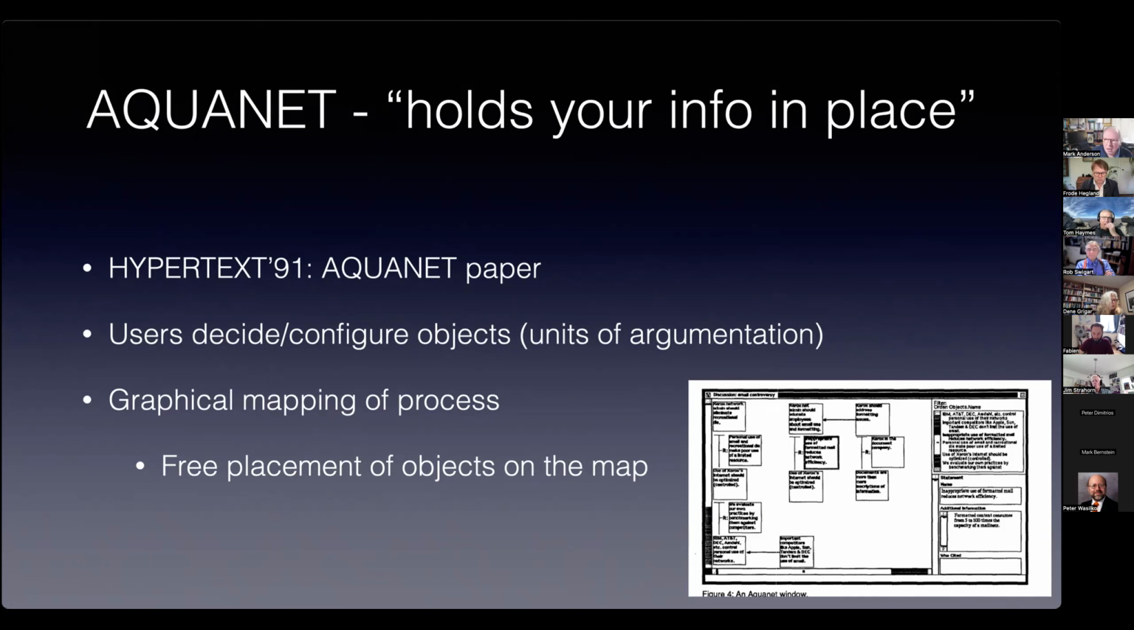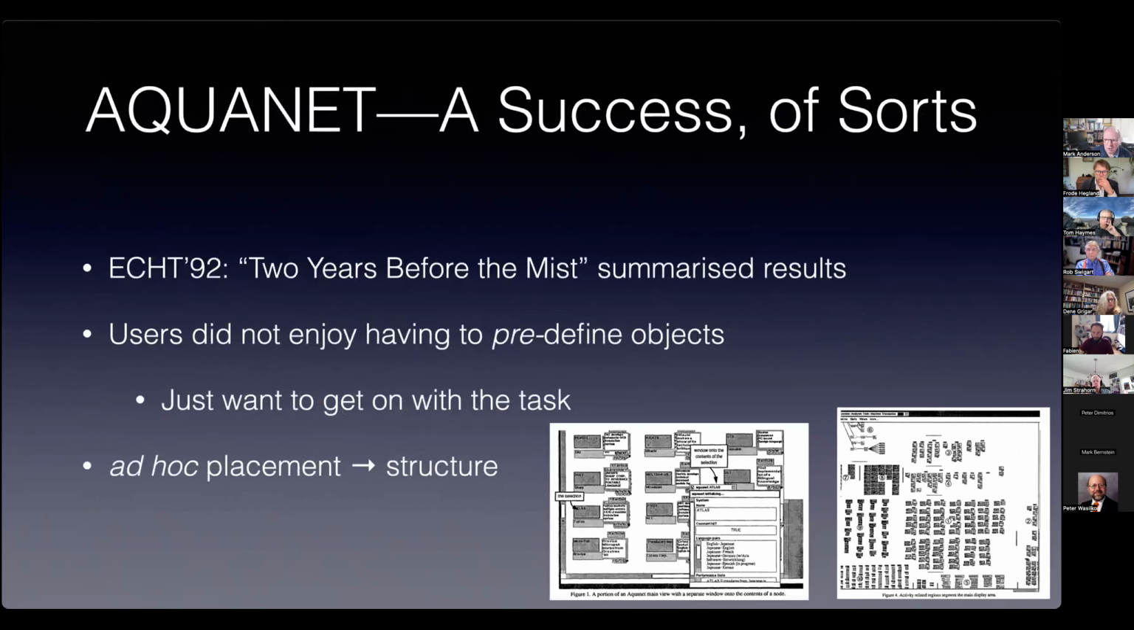And that's a screen grab from, well, sorry, a low quality print of a screen grab of Aquanet at the time. What was interesting about Aquanet is after its debut at Hypertext 91, there was a follow-up paper 2 years before the Mist, which again Kathy Marshall and colleagues reflected on what they'd learned from Aquanet. And what was interesting is it was success, but not in the way they predicted, because actually, much as people didn't like trying to work out which link type to use, they didn't actually much like having to predefine all the objects with which to make their graphical layout, because really what they want to do is just get on with the job in hand.